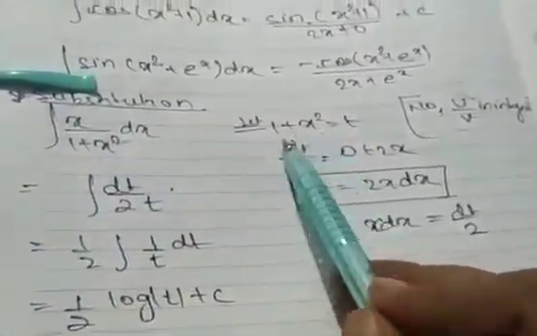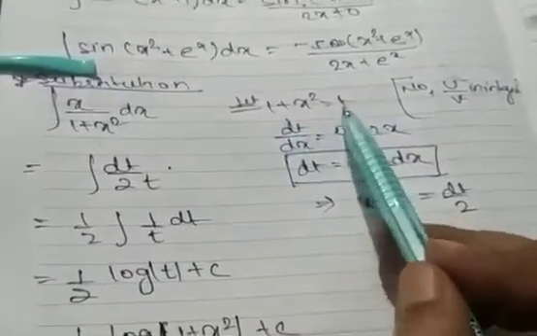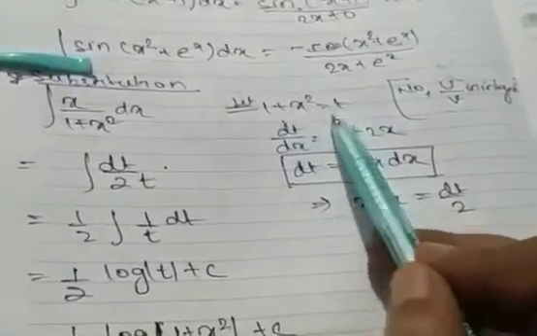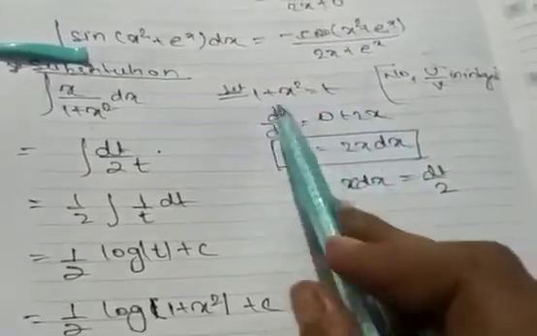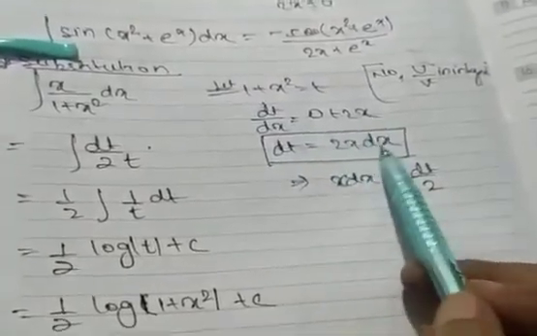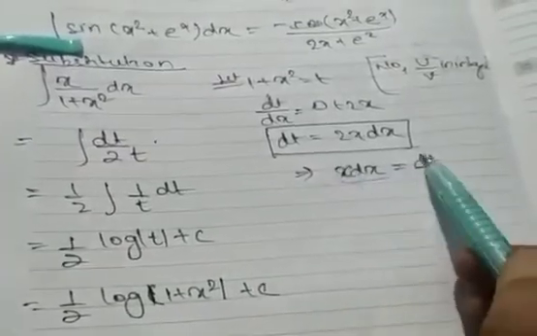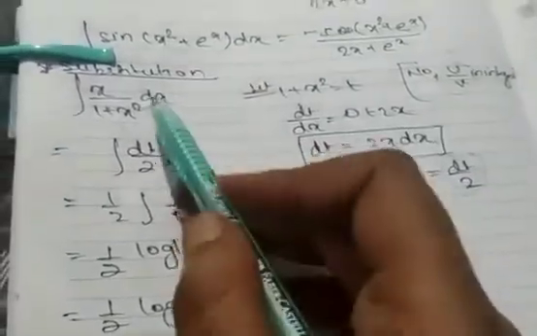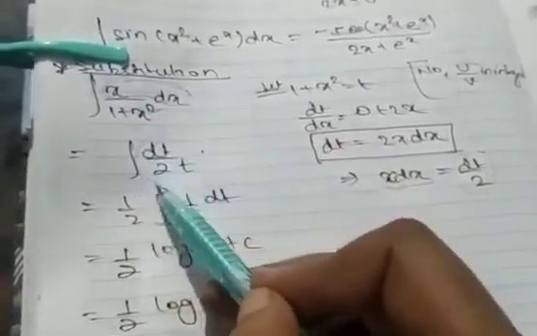After taking this as t, let us differentiate it. So dt with respect to x. Okay, so dt upon dx will be how much? Differentiation of 1 is 0 and here 2x. So dt is equal to 2x into dx. So from here, I am getting the x dx value. x dx is dt by 2. So here I can see that x dx is there, so in place of x dx, I am writing dt by 2.